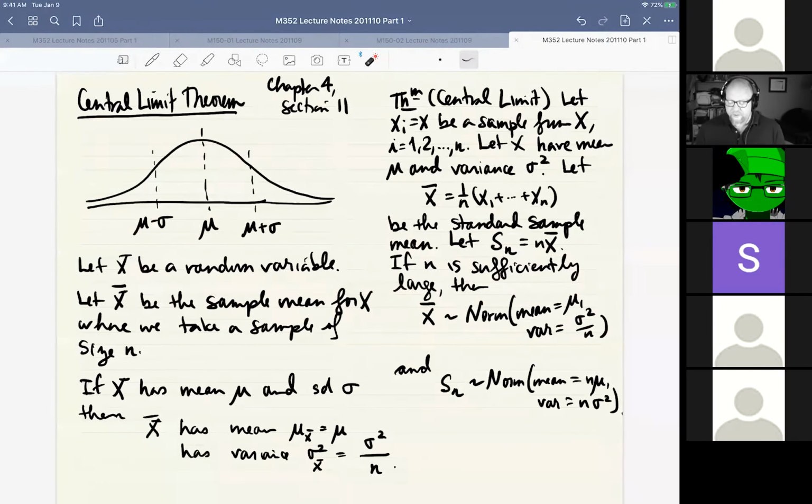If n is sufficiently large. So if you're like me, or like the me that I like to think myself as, a kind of curmudgeon, pessimistically optimistic about things, you see this and you say, well, what the hell? Sufficiently large, what does that mean? And so I'm about to tell you what that means.